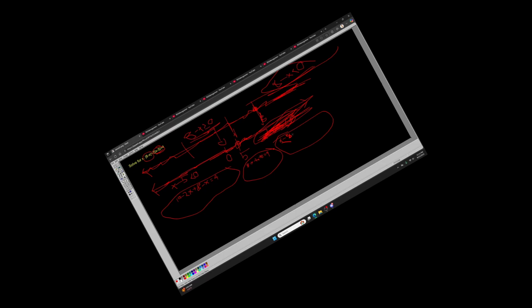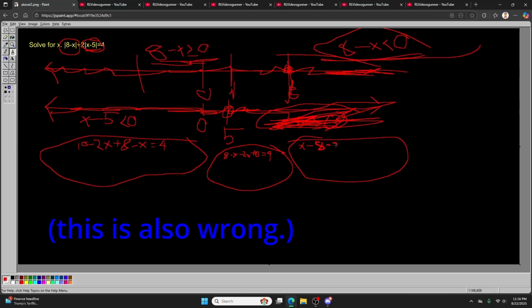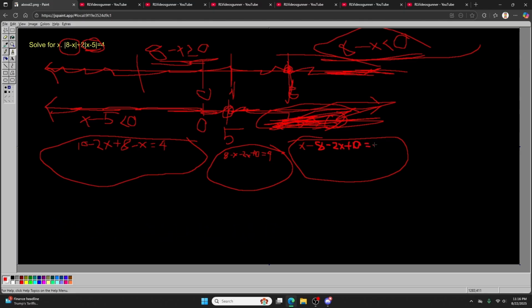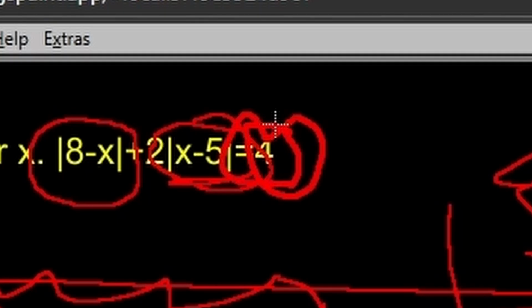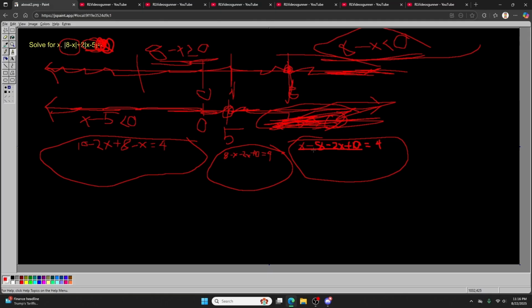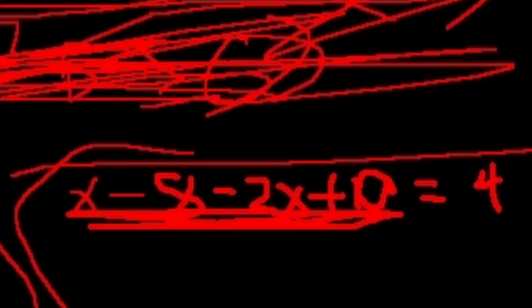I don't care. We got minus 2x plus 10, and these all equal to 4, because that's the number over here, as I've outlined in very bright red. We're gonna mark this off with a different shade of red too.